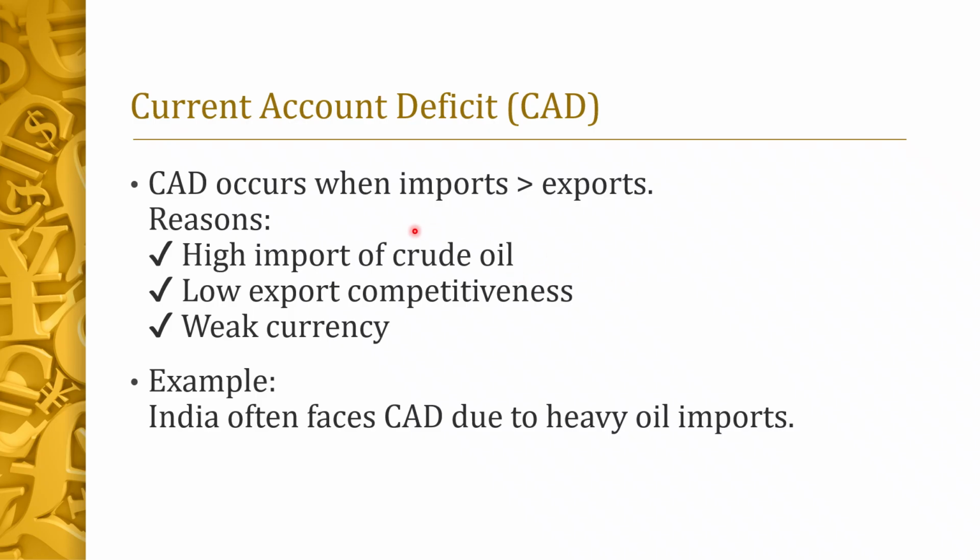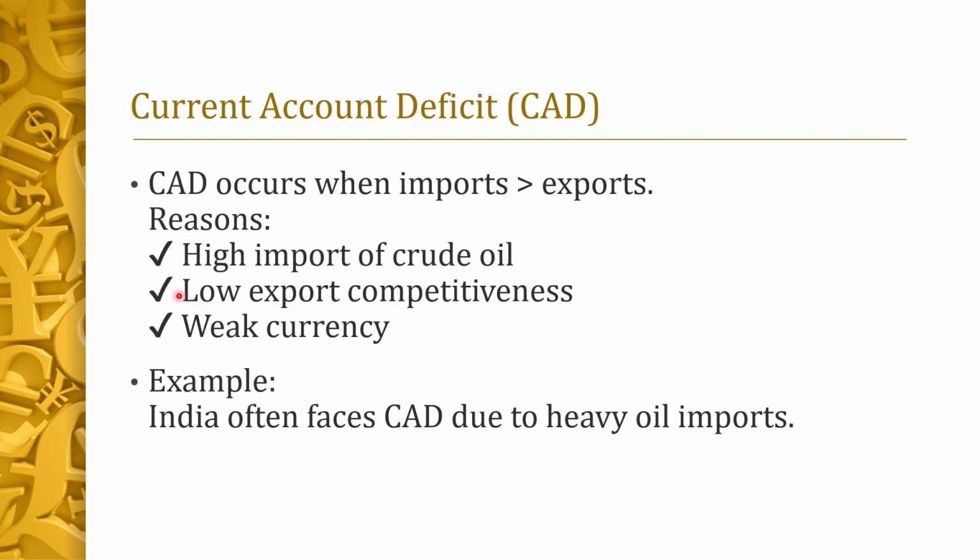Why CAD occurs? Let's understand the major causes. The first cause is high import of crude oil. India imports more than 80% of its oil requirements. So when global oil price rises, India's import bill increases sharply. And this is the biggest reason for India's CAD. Also, we see that there is high import of gold and electronics.